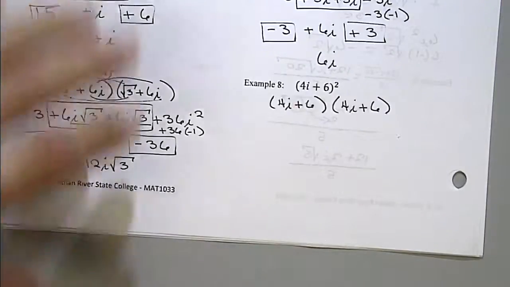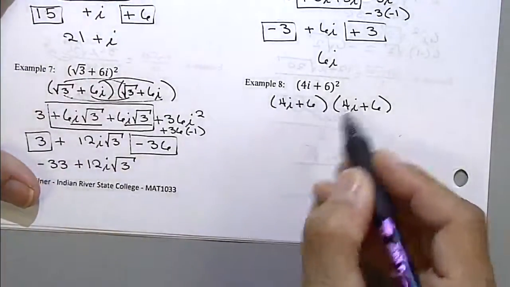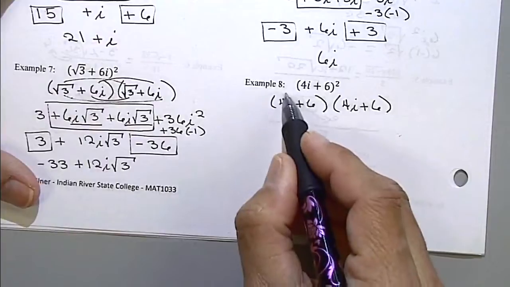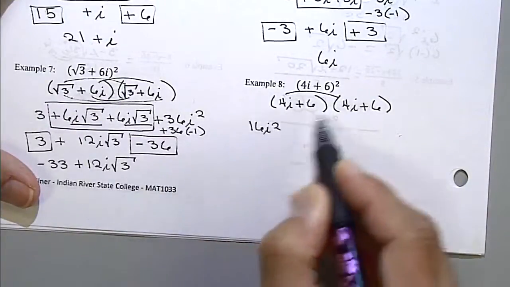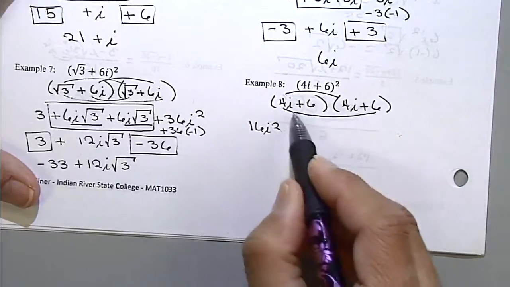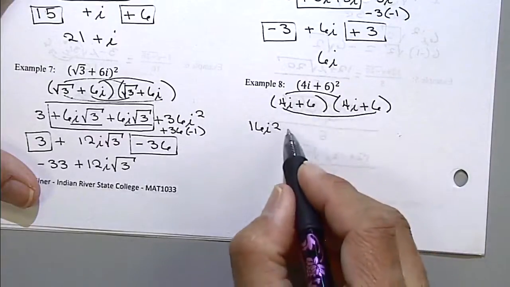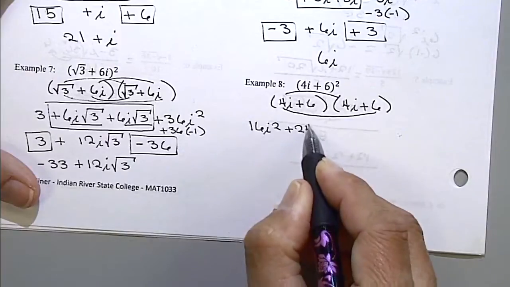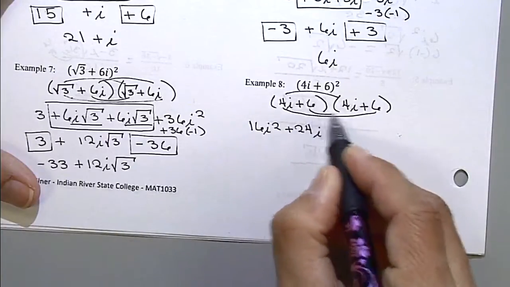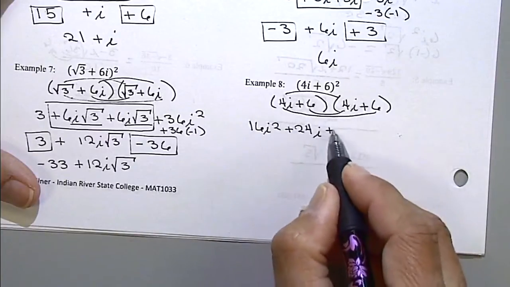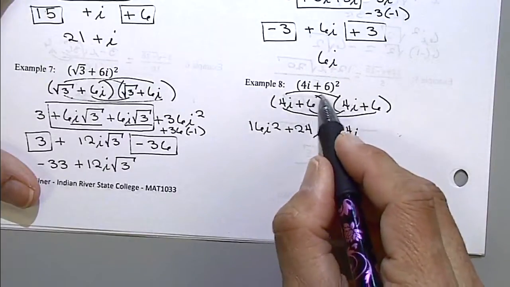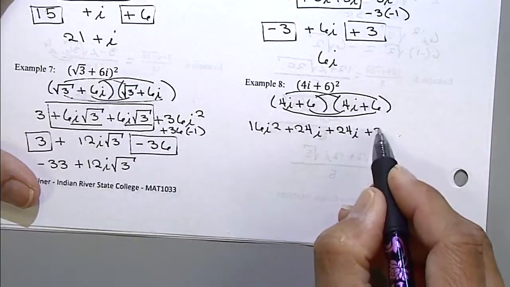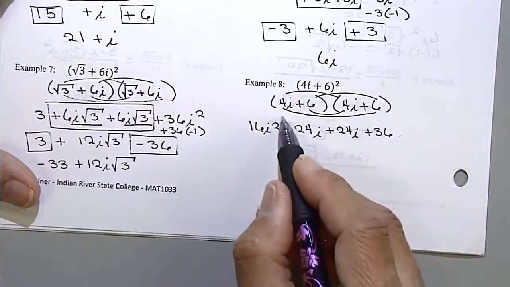All right, I'm going to FOIL this one. I'm going to say 4i times 4i. I'm going to multiply those first terms together, and I'm going to get a 16i squared. I multiply the outside terms together. I'm going to say 4i times 6, and that gives me 24i. Inside terms, 6 times 4i, another 24i. And last terms, 6 times 6, positive 36.